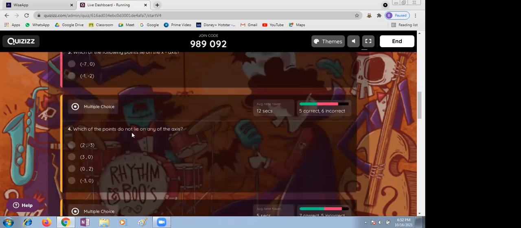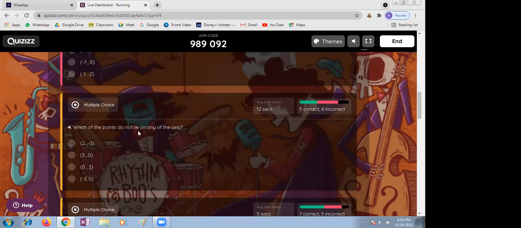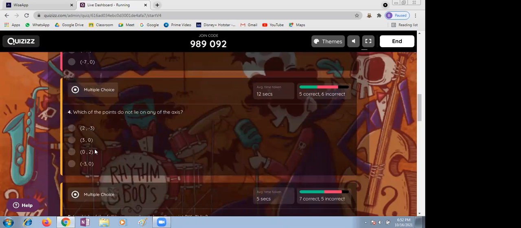Which of the following points do not lie on any axis? (2, -3). Yeah, do not lie on any axis, meaning either x or y is not zero. Here you see in the second option y is 0, so it is located on the x-axis. So only the first option is correct.